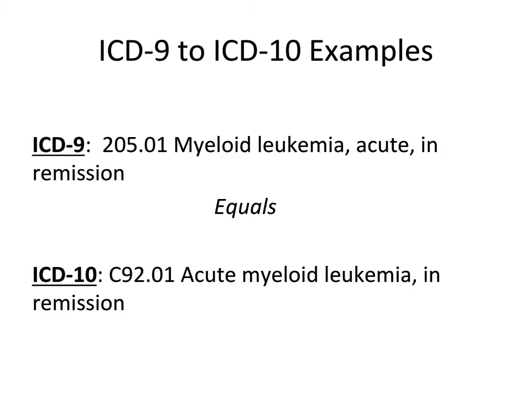So this is an example of a one-to-one relationship, which means there's one code in ICD-9 and it nicely maps to one code in ICD-10. So for myeloid leukemia acute that's in remission, you have a 205.01 in ICD-9, and that equals a C92.01 in ICD-10. That's nice and easy. It would be nice if they were all one-to-one, but they're not.